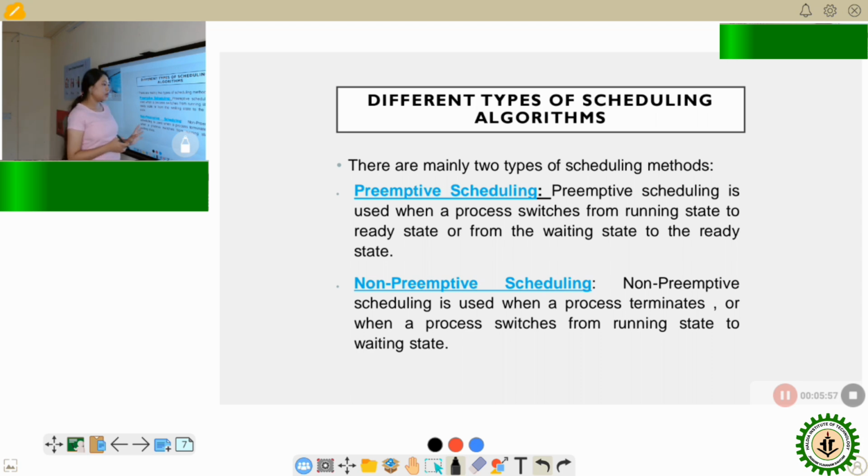Then what is non-preemptive scheduling? Non-preemptive, as the term refers, means that the process can get the full CPU allocation.